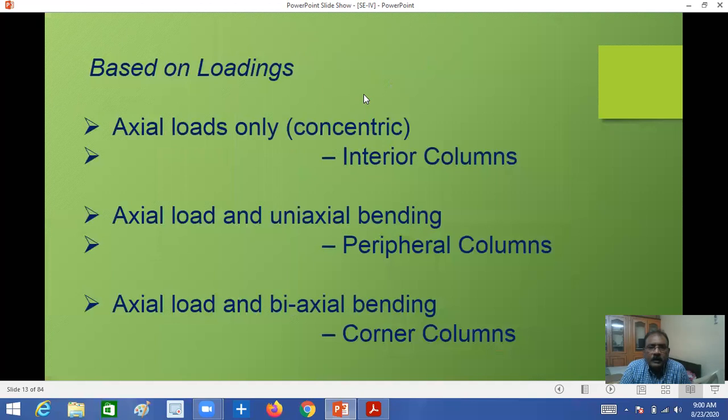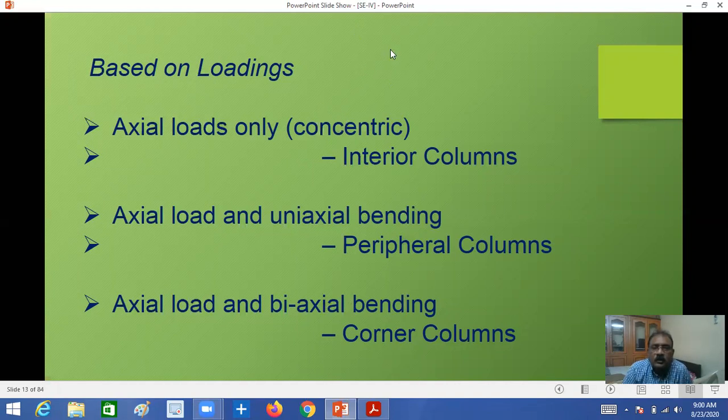We'll see based on loadings. Based on loadings also, you will have different columns: axially loaded columns, axially loaded with uniaxial bending columns, and axially loaded with biaxial bending columns. I will explain in detail.